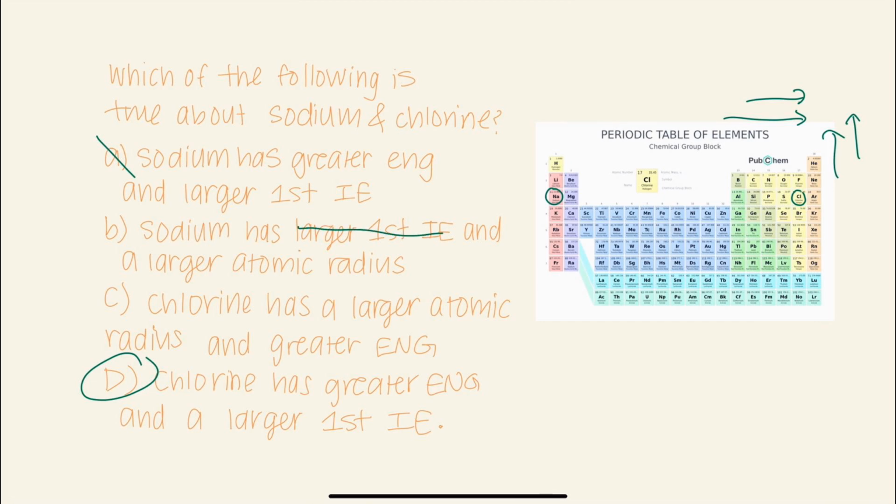C, chlorine has a larger atomic radius, so atomic radius increases this way. So I know that can't be true, and so D must be the answer. We'll still check it. Chlorine has greater electronegativity, yep, and a larger first ionization energy, yep.